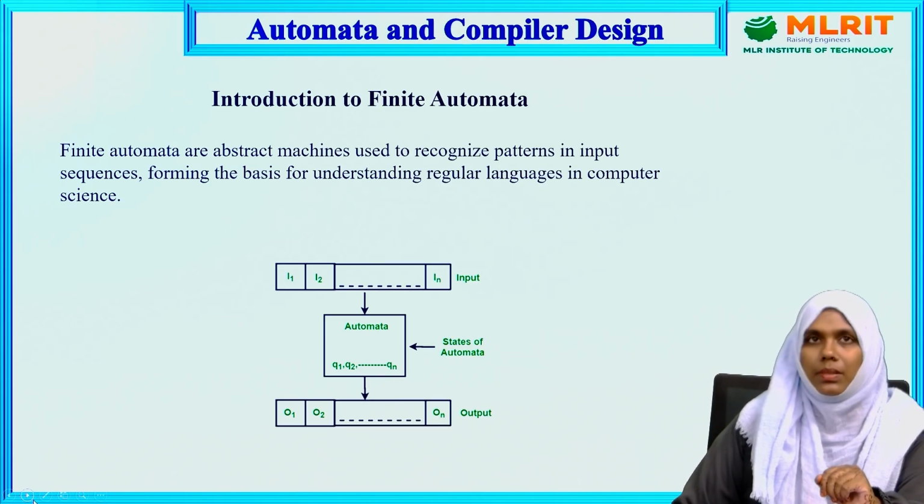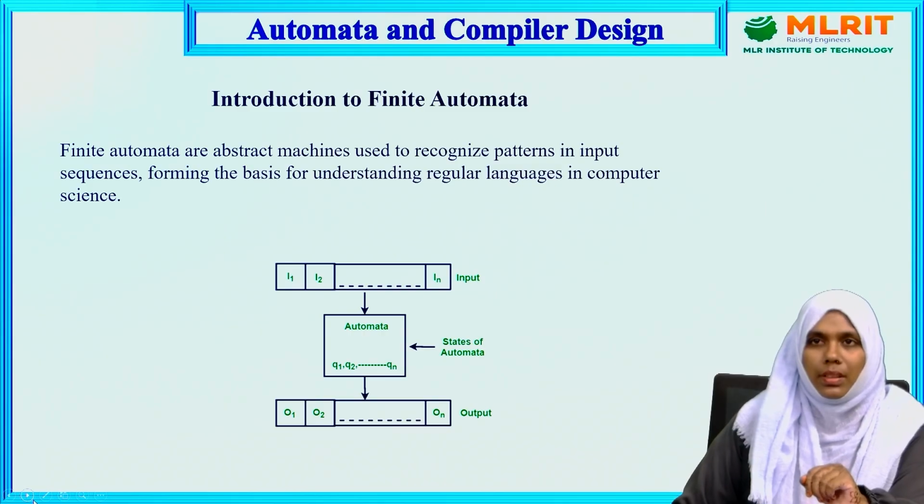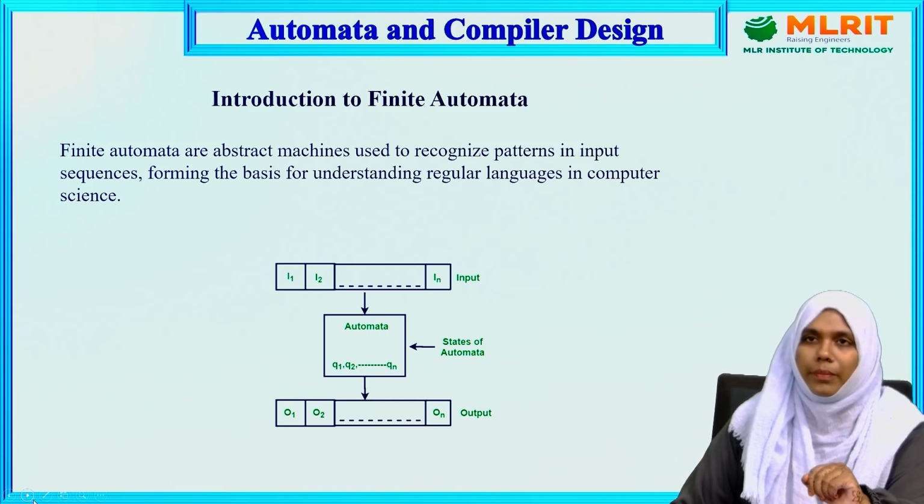In the last discussion, we discussed the syllabus of automata and compiler design. In that we discussed all five units, and also the course outcomes of the subject, automata and compiler design.